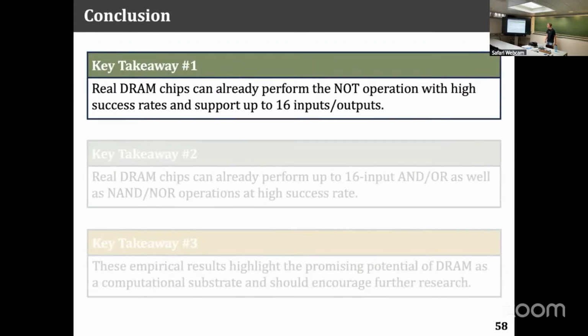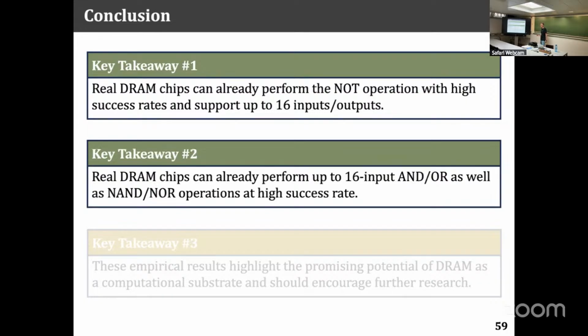So 20 minutes in, this is the conclusion. We can actually do the NOT operation in real chips you can buy today. So these are not fictional chips, they were bought in a hardware store. And we can do the NOT operation with up to 16 inputs and outputs at very high success rate, as we've seen in the plot. Also, the paper showed that we can do the AND and OR operation, as well as the NAND and NOR operation in the opposite subarray, basically. Also with very high success rates, depending on the data pattern a bit, as we have seen.